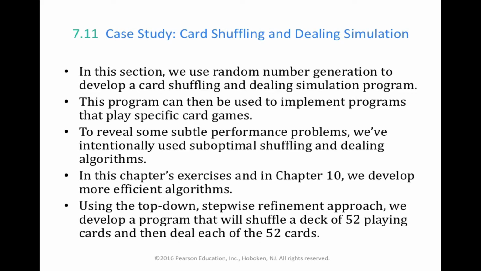Now we're going to take a look at a card shuffling and dealing simulation. We are going to use random number generation to develop a card shuffling and dealing simulation program. The program can be implemented to play different card games. To reveal some subtle performance problems, we've intentionally used some suboptimal shuffling and dealing algorithms. In this chapter's exercises and in chapter 10, we will develop slightly more efficient algorithms.